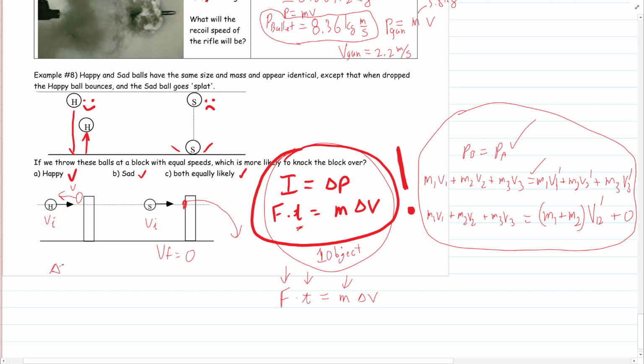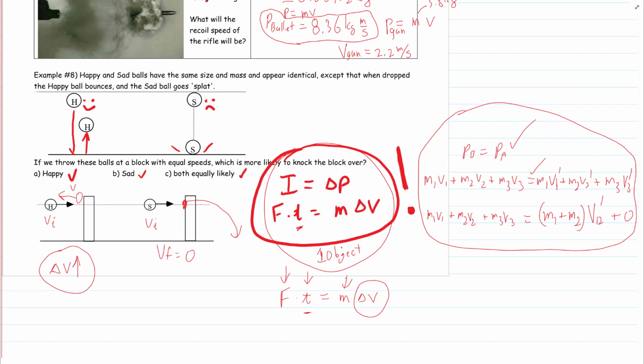So the change in velocity here is higher, because not only does it stop, but it also adds an extra V the other way, the Vf the other way. So the object that bounces has a larger change in velocity. Now, we are assuming that it takes the same amount of time of impact.